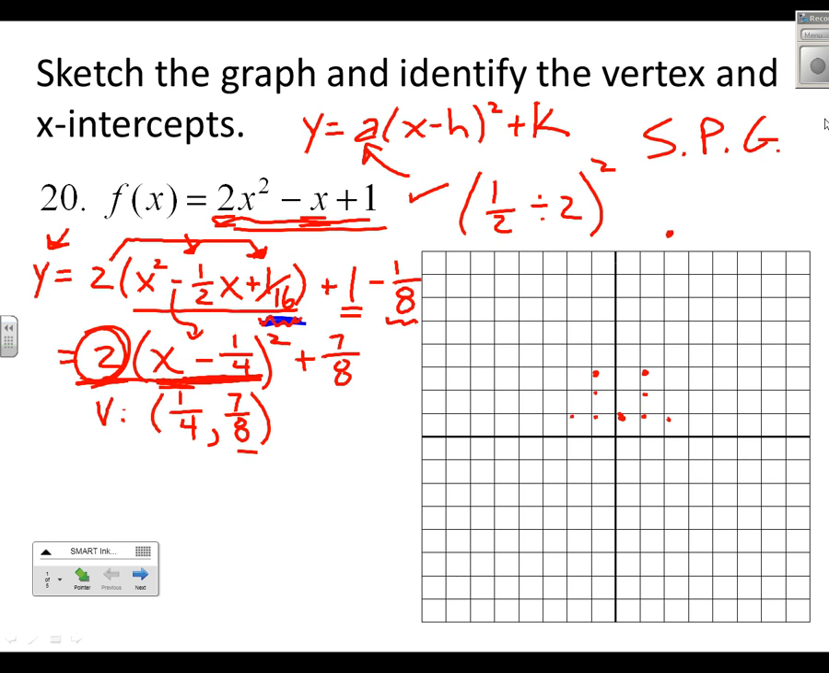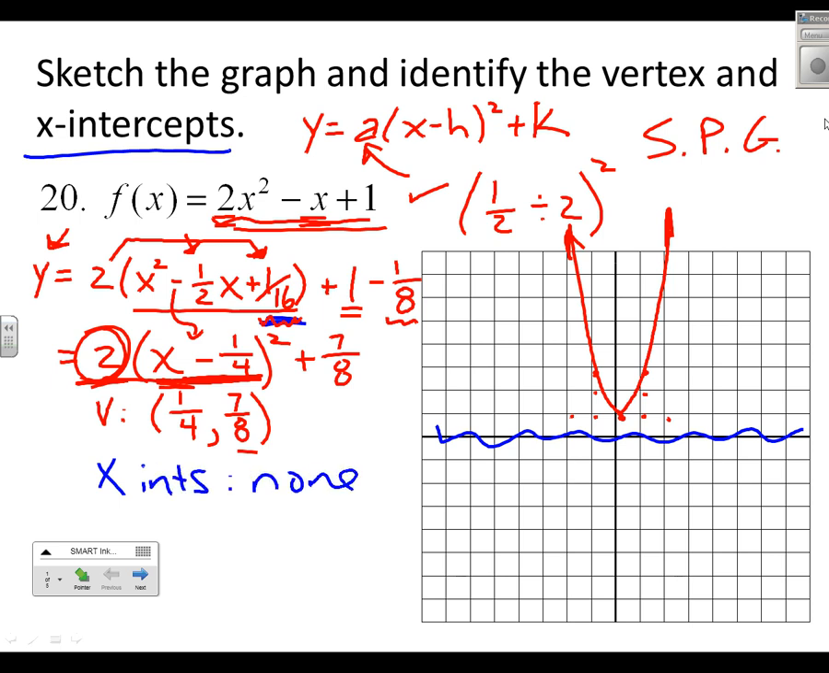Left 2 up 8, all the way into about here. So I end up with this guy, which is my graph. I've got my vertex, and now I want x-intercepts, but x-intercepts, I don't have any. So x-intercepts, none. What does that mean?